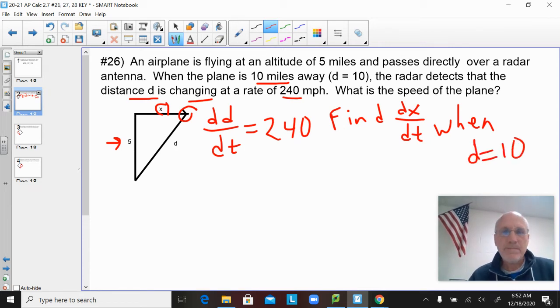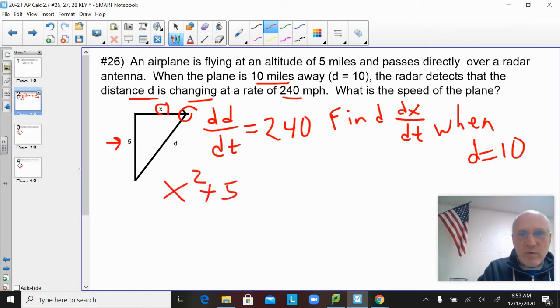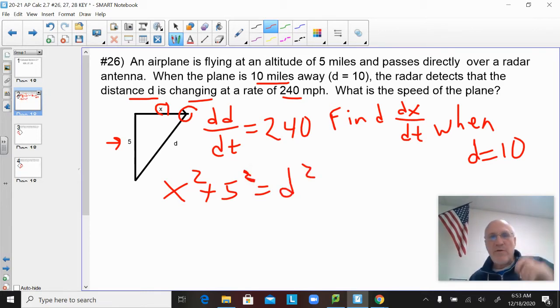All right. So we have, as we've seen before, three sides of a right triangle. So it's a Pythagorean theorem issue. And for what it's worth, all three of these problems, 26, 27, 28, are all Pythagorean theorem related. So my Pythagorean theorem says x squared plus 5 squared equals d squared. And remember that 5 can be a number because that distance doesn't change. The other ones have to be variables because they do change as the plane flies.